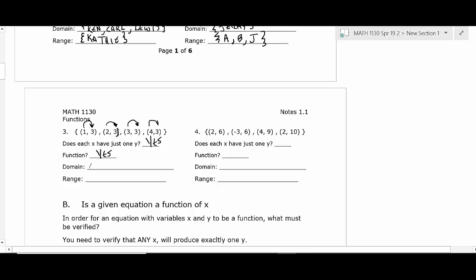And then the domain, you just write in set builder, you just say 1, 2, 3, 4. It's all the x values. The range would be just 3. You don't have to write 3, 3, 3, 3. You just write 3.